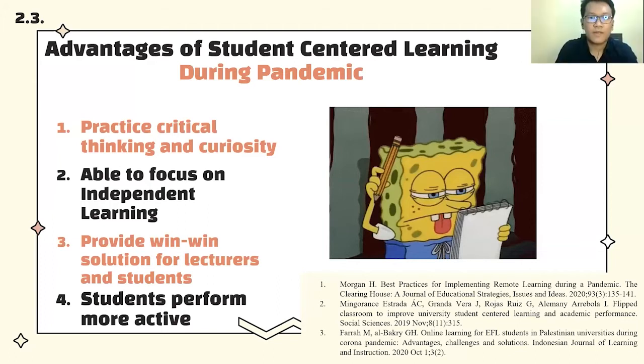Let me introduce myself. My name is Happy Kusumamulya and my last 3 digits number is 151. For the next point, we will talk about students perform more active.